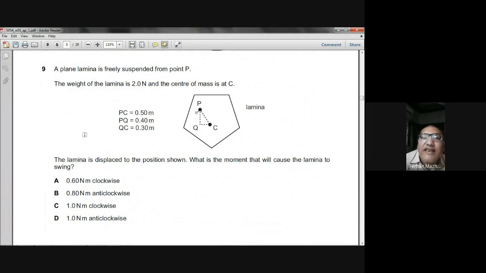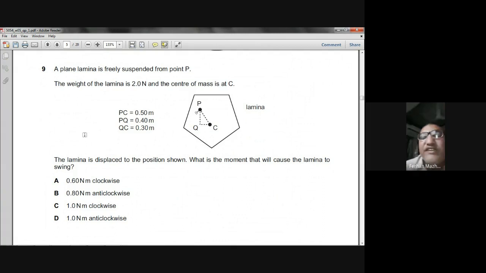A plane lamina is freely suspended from the point P. The weight of the lamina is 2 Newton and the center of the mass is at C. The lamina is displaced to the position shown. What is the moment that will cause the lamina to swing?